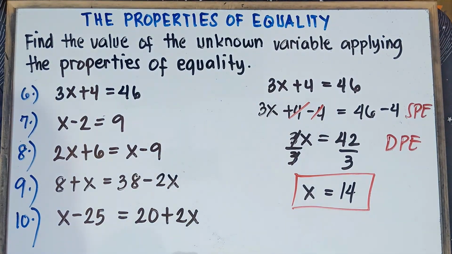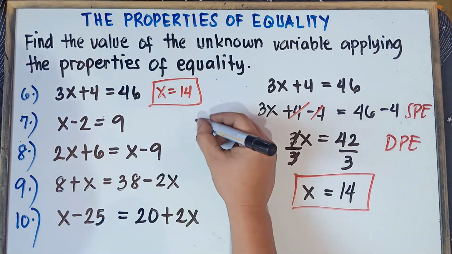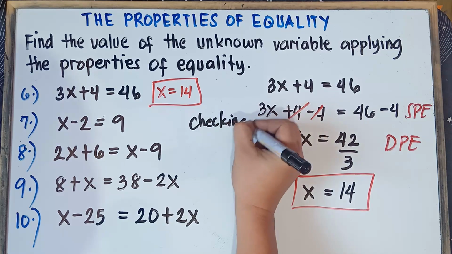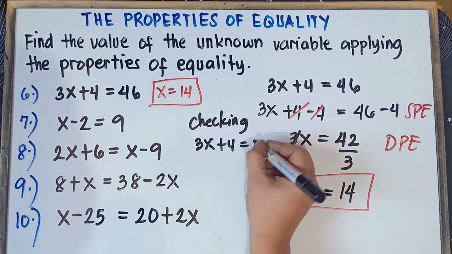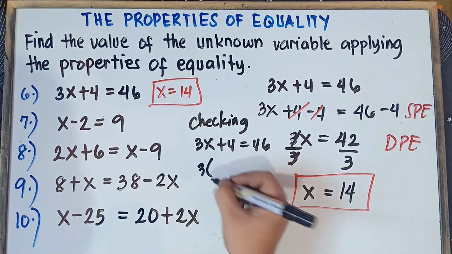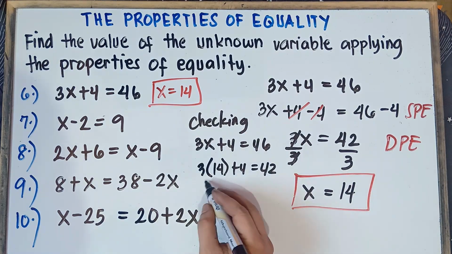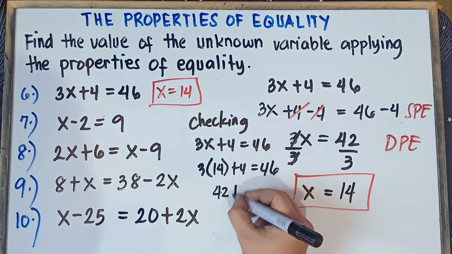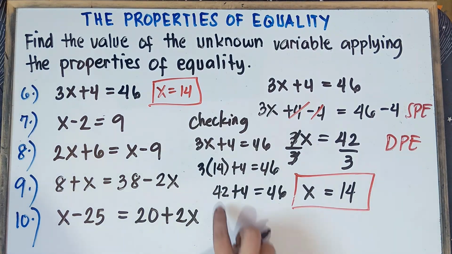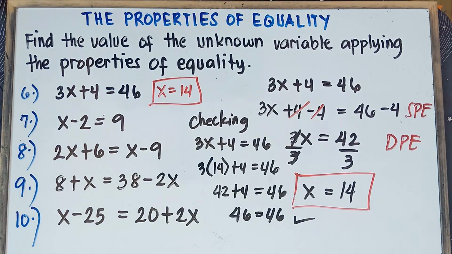Alright, so let's have our checking. So once again, x is equals to 14 for number 6. So once again, class, you always check your answer, class. Let's have our checking. 3x plus 4 equals 46. So 3 times, our x is 14. 3 times 14 plus 4 equals 46. So 3 times 14, that would be 42. 42 plus 4, that would be 46 equals 46. Correct. That's it, class. That's the answer with regards to example number 6.